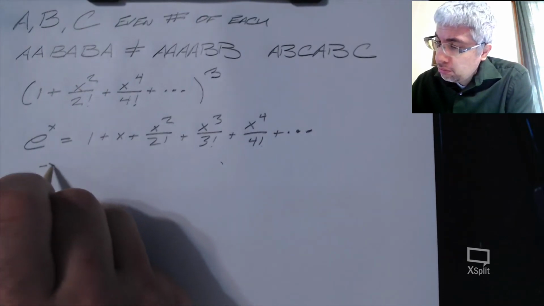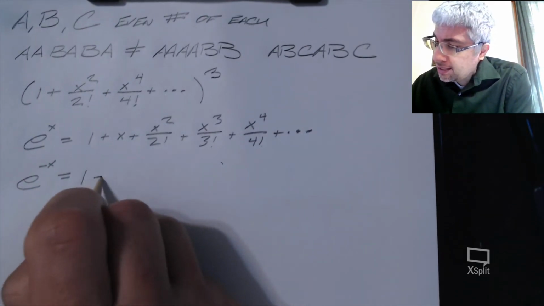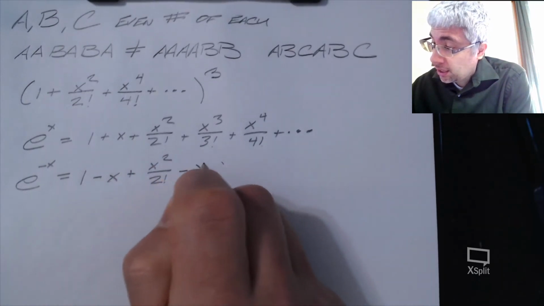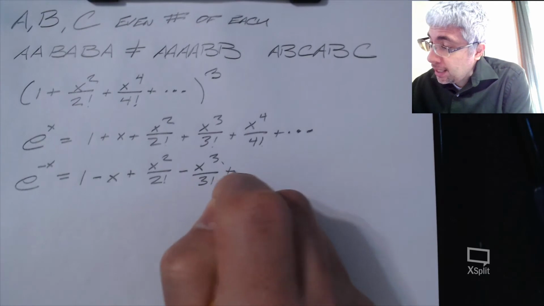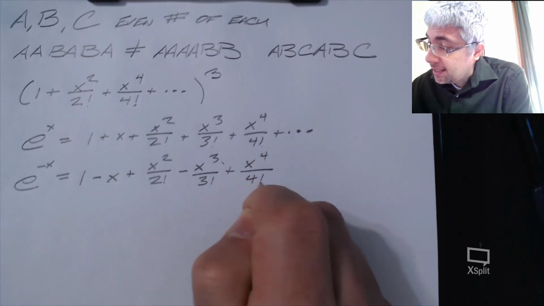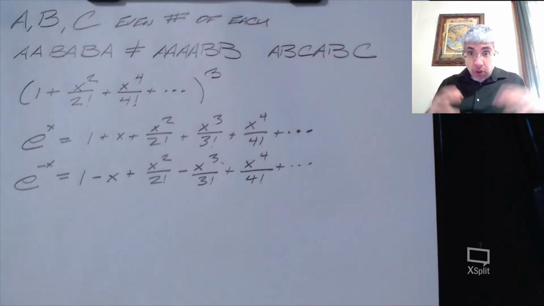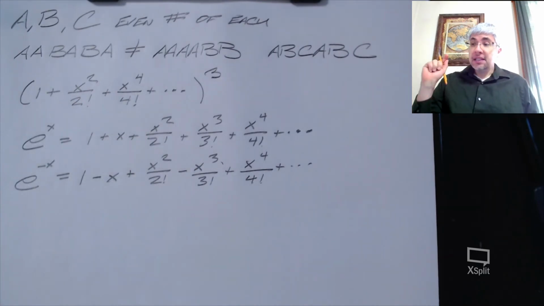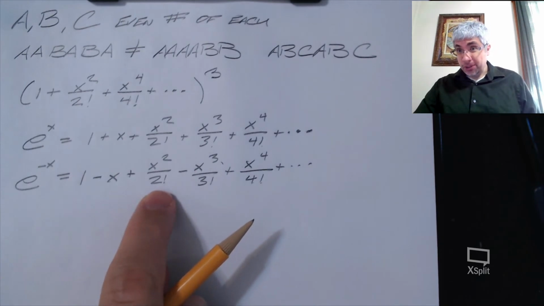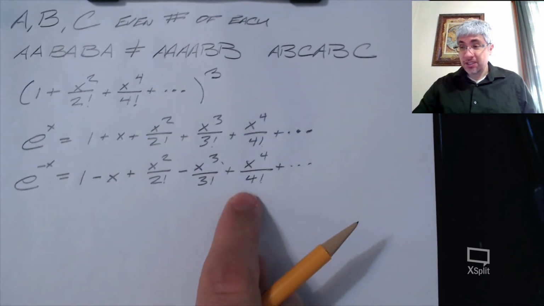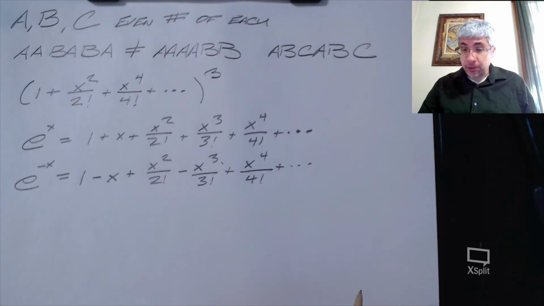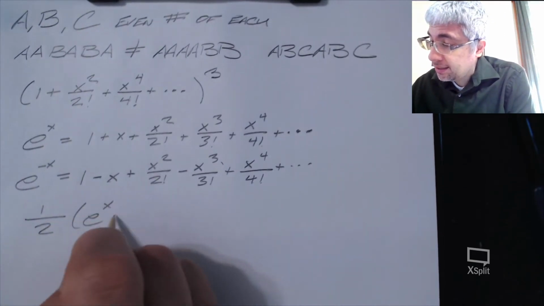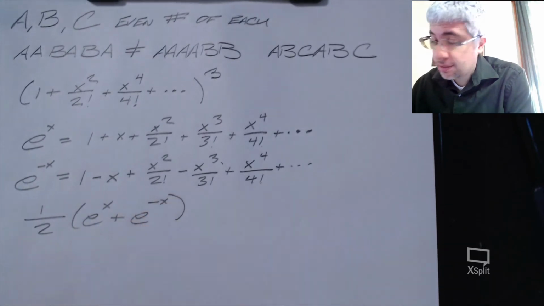So what if I do this? Well, that would give me a negative at each of the odd terms. Now, if I were to just add these together, those negatives will all cancel out, which is excellent. That's what I want. But the other terms would all get doubled because I'd be counting this twice, this twice, this twice. So what could I do? Well, I could take 1/2 e to the x plus e to the minus x.